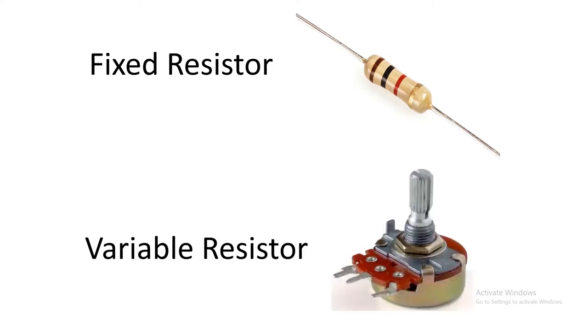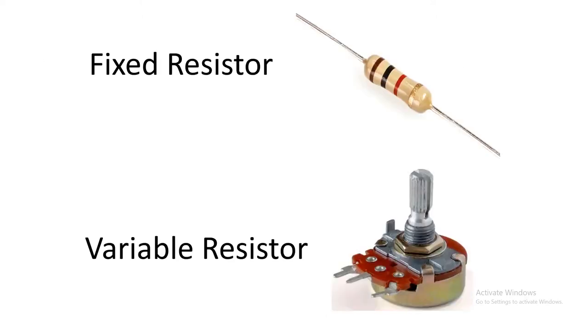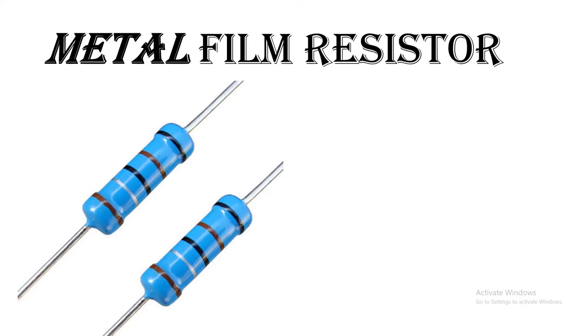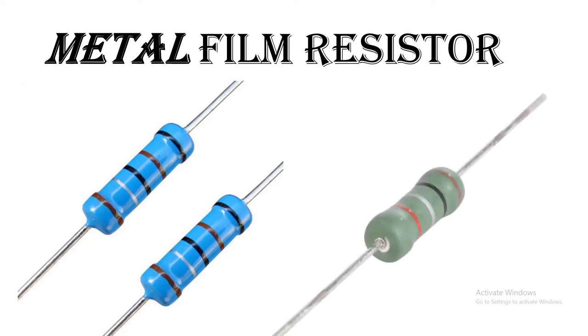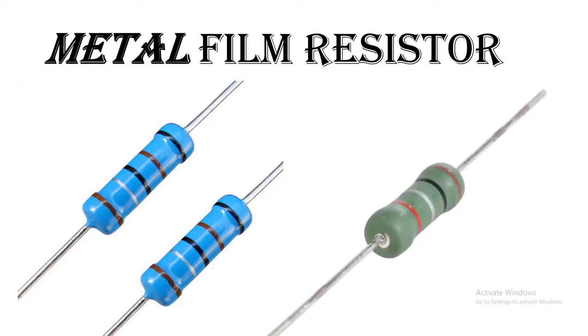Therefore, it is called fixed resistor. While the variable resistor, when you put this resistor on the circuit board, you are able to change the value of the resistance in the circuit board. While the fixed resistor is fixed, you are not able to change the value of the resistance. The fixed resistor has more types. The first type is metal film resistor. A metal film resistor is looking like this. It's blue in color and it's also gray in color.